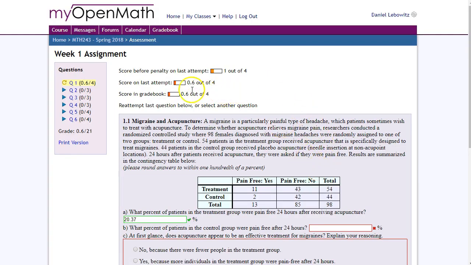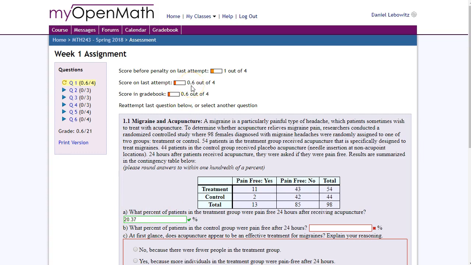Okay, so score before penalty on last attempt is 1 out of 4. Notice that it looks like our grade score in the grade book is 0.6. So I missed my first attempt. My second attempt, I got it right, only on part A. But notice that I didn't get 1 because part A is worth 1 out of 4. I got 1 out of 4, but I didn't get 1 point.